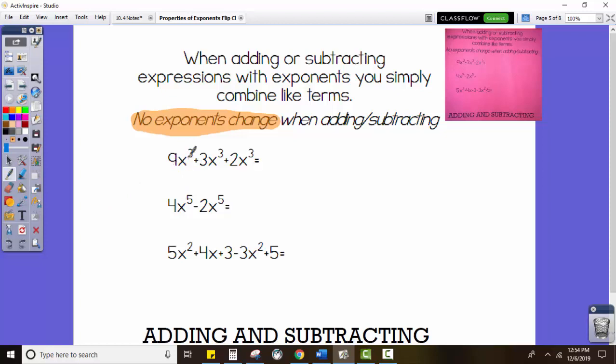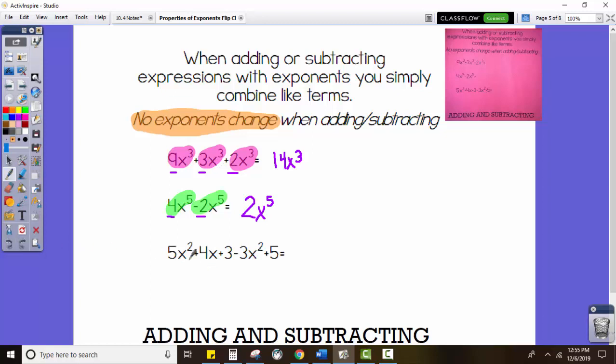So for the first example, we have 9x to the third plus 3x to the third plus 2x to the third. Notice these are all x to the third, so they are all like terms. So I'm going to look at the coefficients. 9 plus 3 is 12, plus 2 more is 14. And then I have x to the third. My exponent did not change to be a 9 or something else that you're multiplying, so it stayed x to the third. Next one, I have 4x to the fifth minus 2x to the fifth. Those are like terms because they're both x to the fifth. 4 minus 2, the coefficients, is just 2, and I'll leave it as x to the fifth.